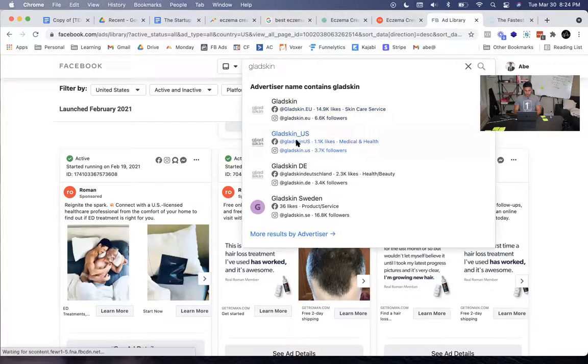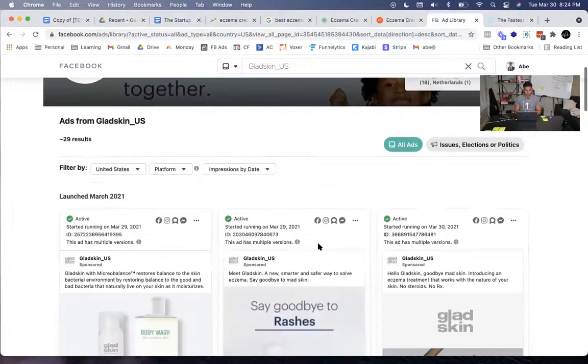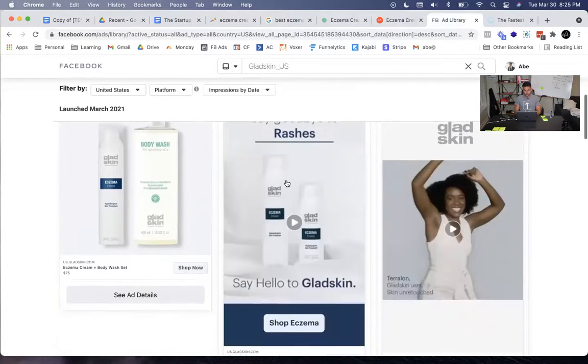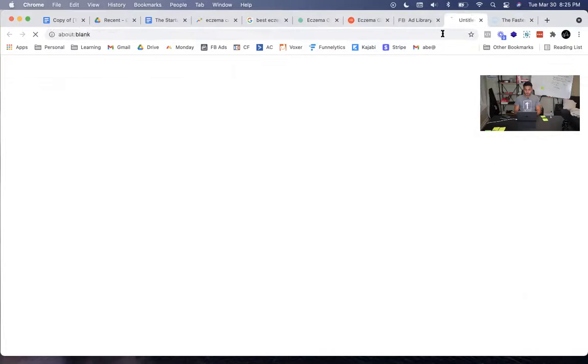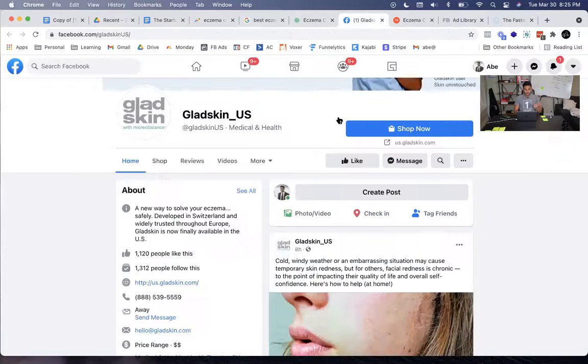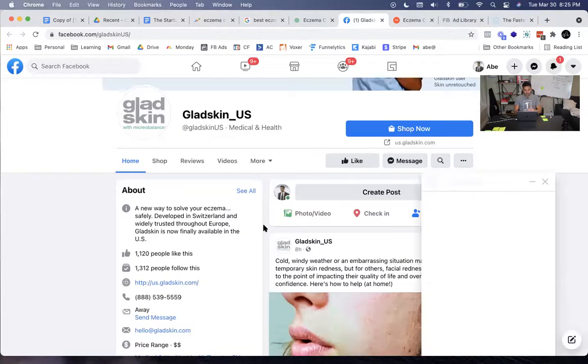That's EU. Let's look at US because I am in the United States. You probably are in the US too. Rashes. All right, eczema. Here we go. So look at that. Check this out. So not only are they advertising on Google, right, like this, but they're also advertising on Facebook, on social media.